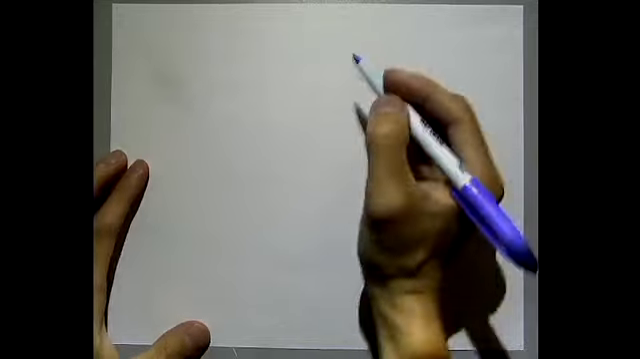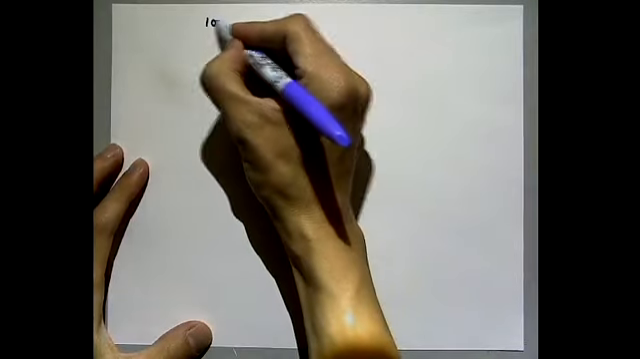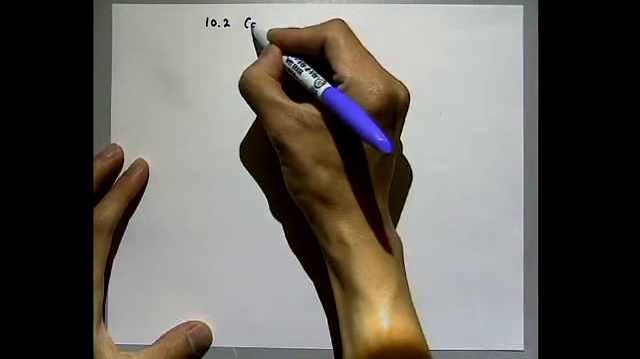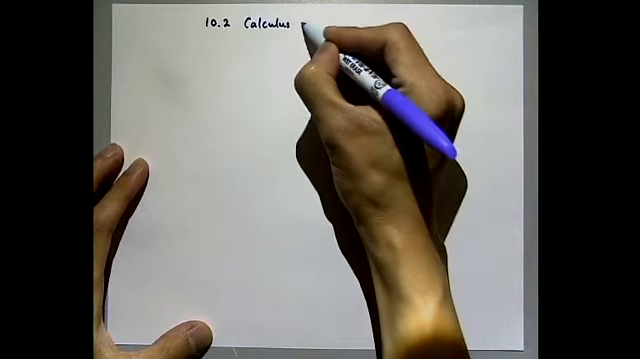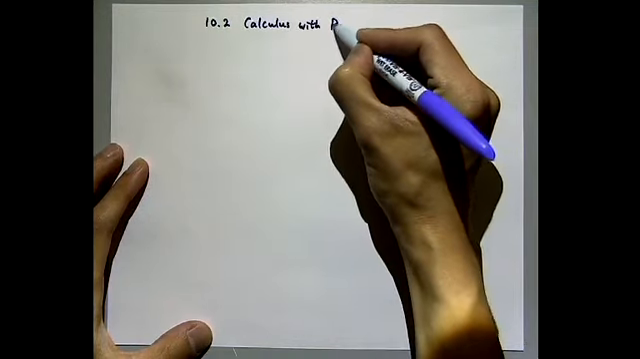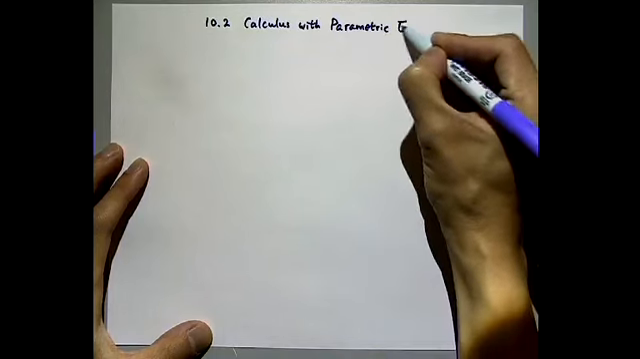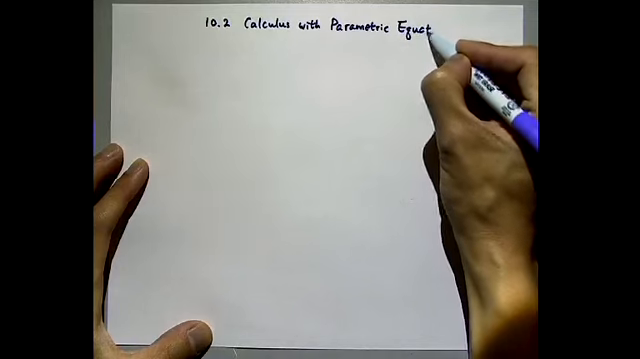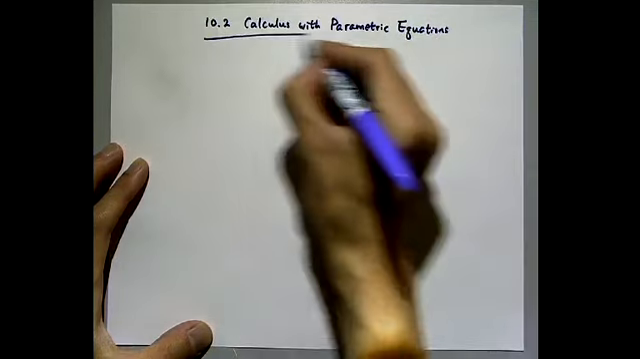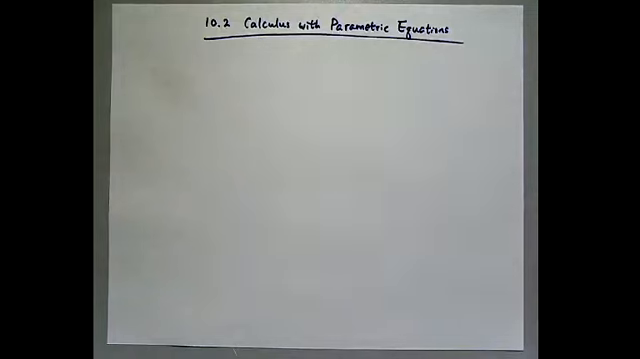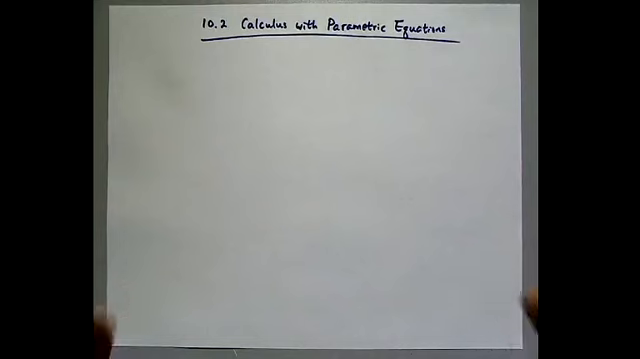All right, so today we're going to continue with Chapter 10. We'll look at Section 10.2. Last time we saw what to do with parametric equations and how they could help us sketch curves. Today we're going to do some calculus with those things. This is a calculus class after all.